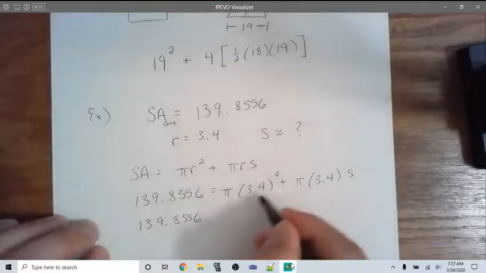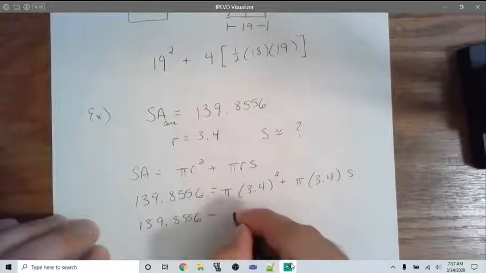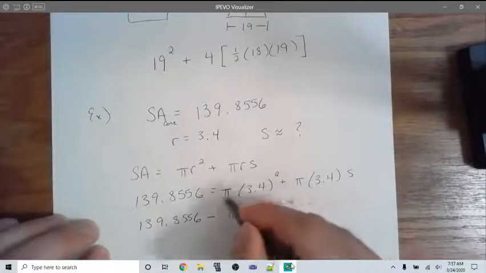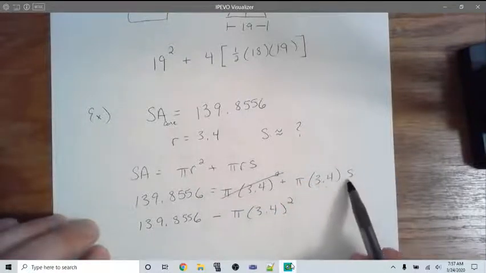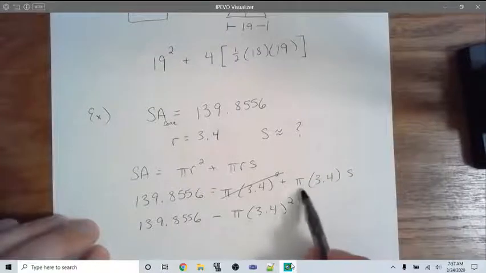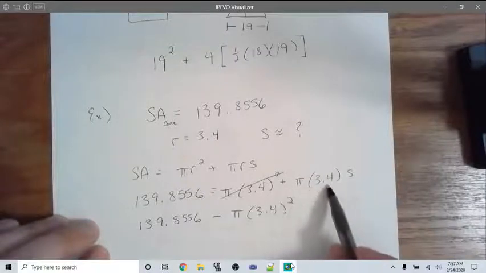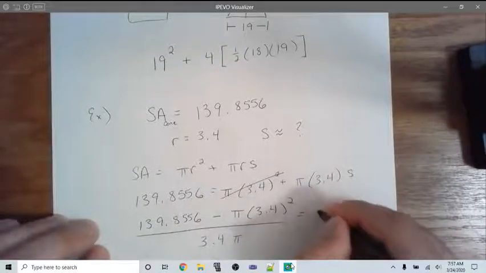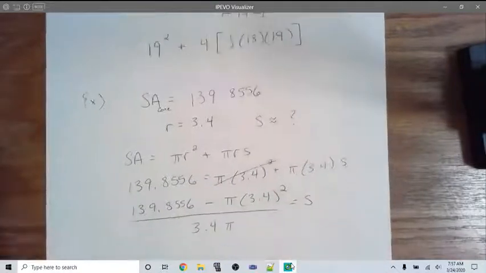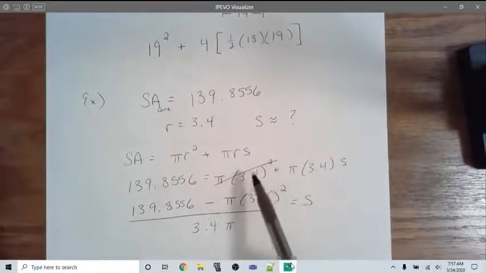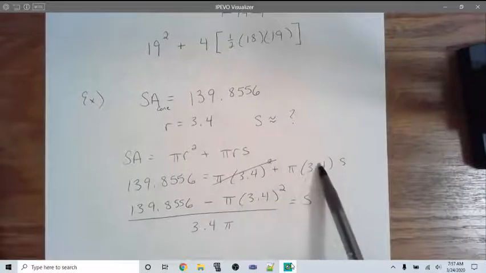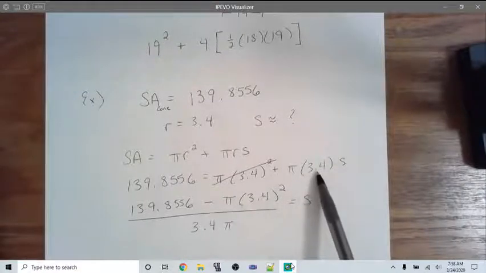I'm going to subtract this first term here from both sides. Once I've subtracted this term, I need to get S by itself, so I want to divide by the thing I'm multiplying here, that 3.4 pi. So I'm going to divide that by 3.4 pi. So just walking back through that, we had a piece that was being added, so I subtracted it from both sides. And then I had a piece being multiplied by my S, so I divided it from both sides of my equation.